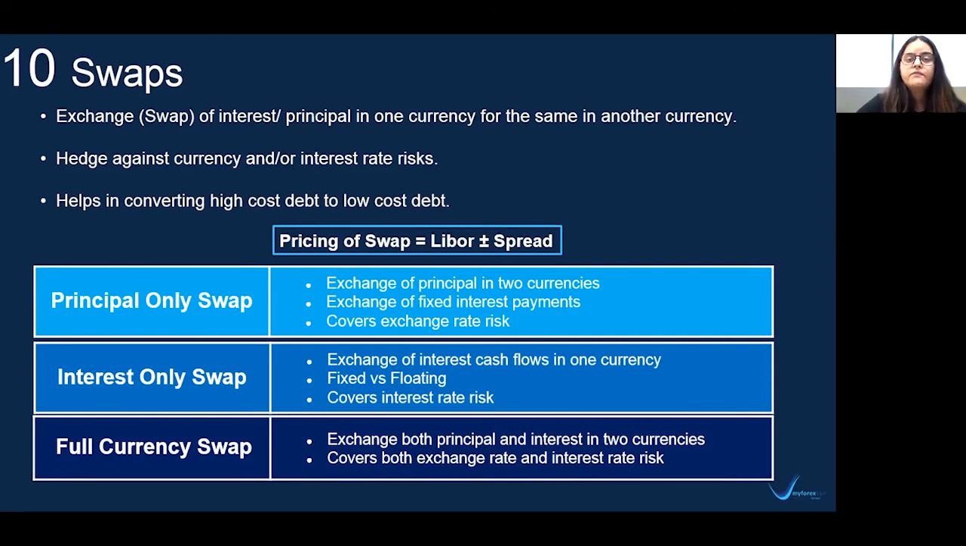Then last, we have full currency swap, which is the combination of principal only swap and interest only swap. In full currency swap, exchange of both principal and interest in two currencies takes place. This swap is used to cover both exchange rate risk and interest rate risk.